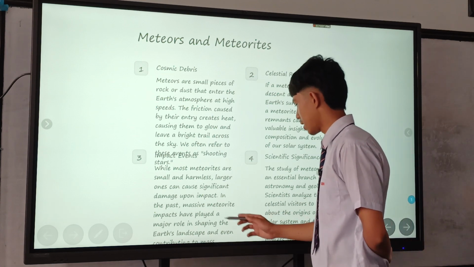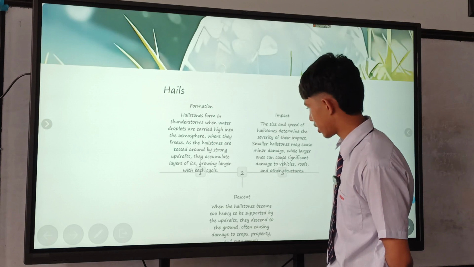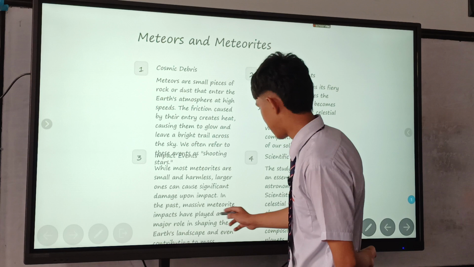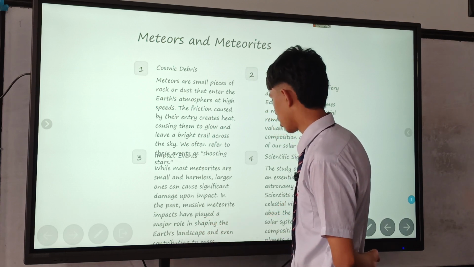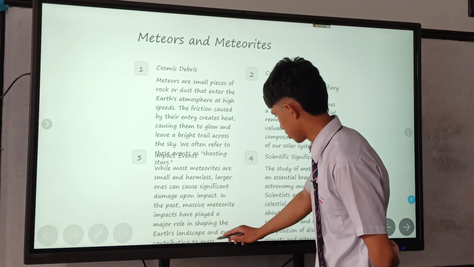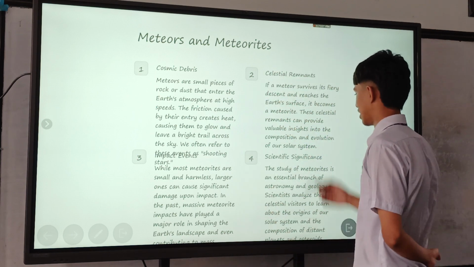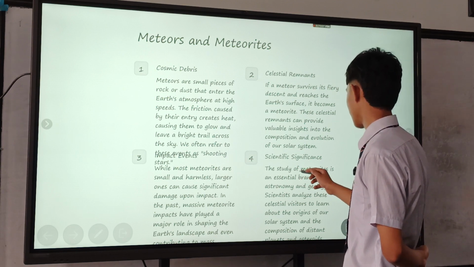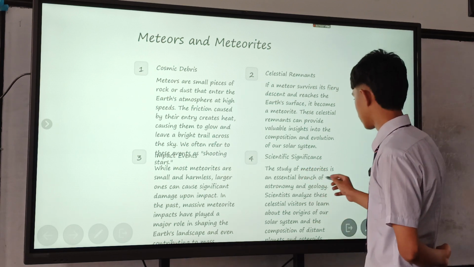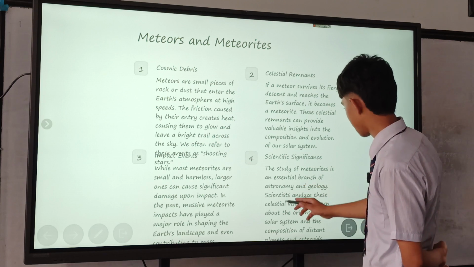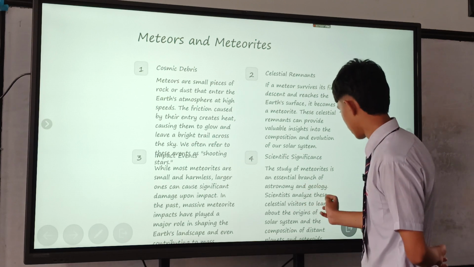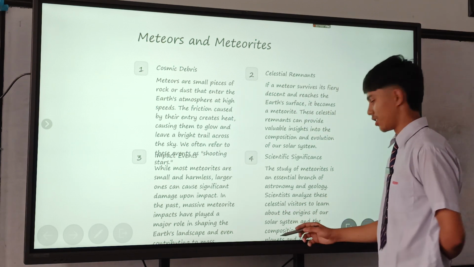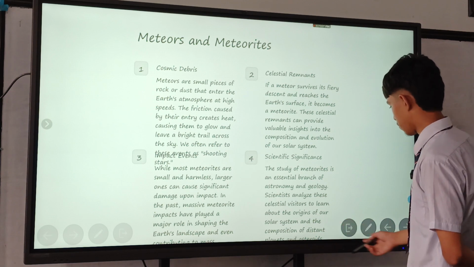In the past, massive meteorite impacts have played a major role in shaping the Earth's land surface. The study of meteors is an essential branch of astronomy and geology. Scientists analyze these stars to learn about the origins of the solar system and the composition of distant objects.